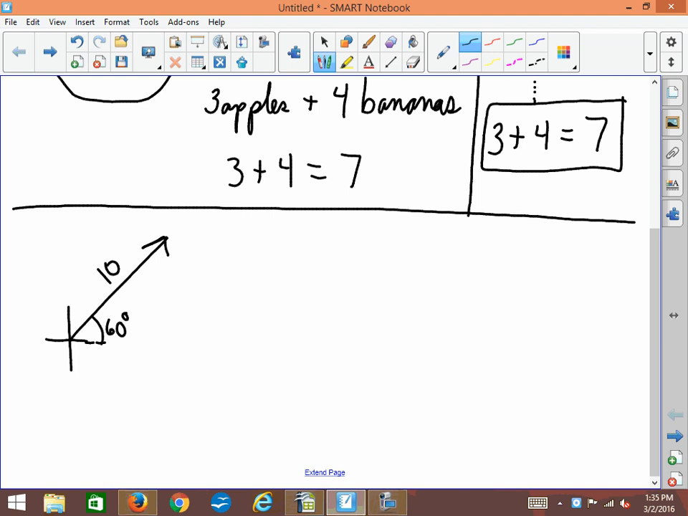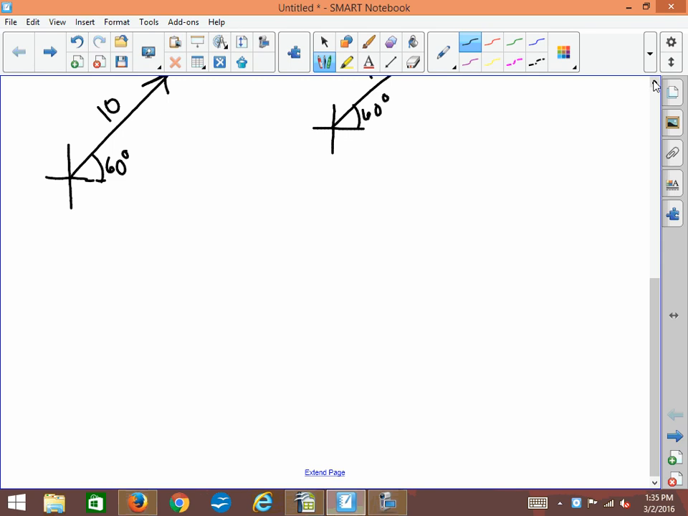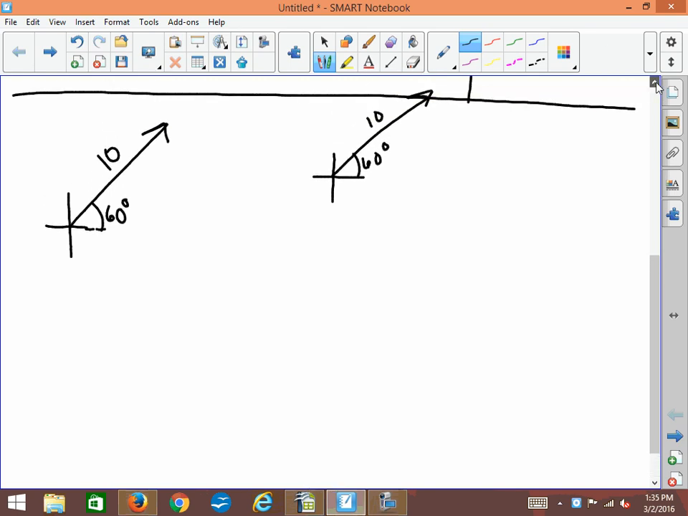So I'm going to just draw that vector here in a couple different places because I'm going to use them. But it's the same vector, 10, 60 degrees. And we'll even go down a bit. There we go. Let me clean that up. Okay, I'll draw them down here. 10, 60 degrees.